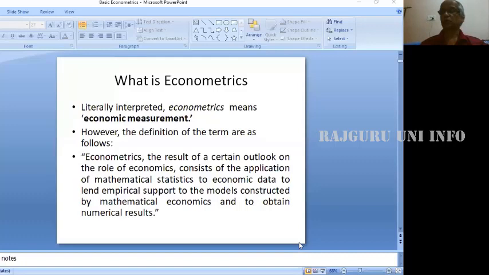The question is, what is econometrics? Is it a study of economics? Is it a branch of economics? Just because it is econometrics, is it just an extension of economics? Economics involves several theories, several propositions, and we need to provide empirical evidence to such theories. Research is nothing but proving and disproving a particular theory or hypothesis.